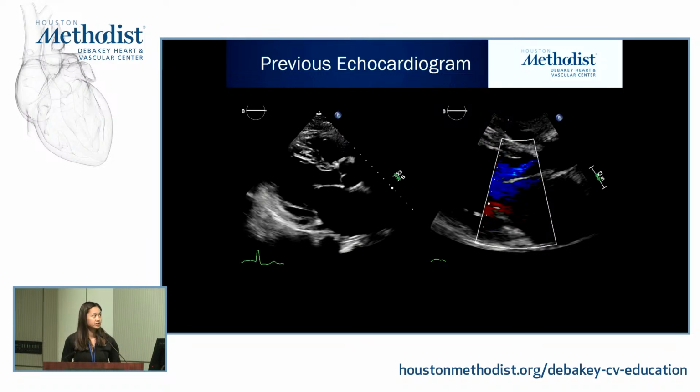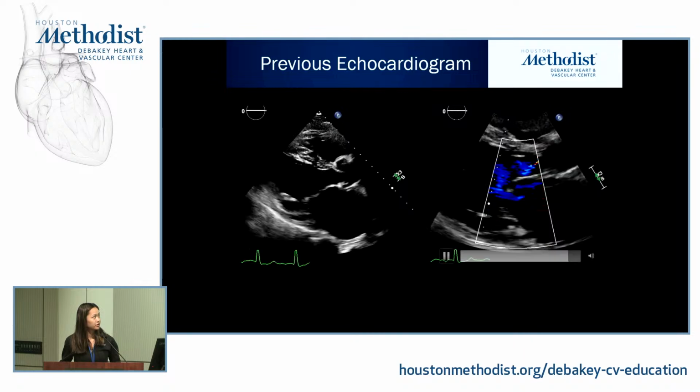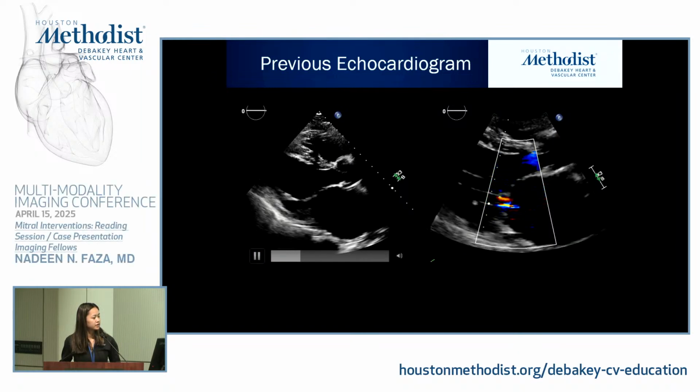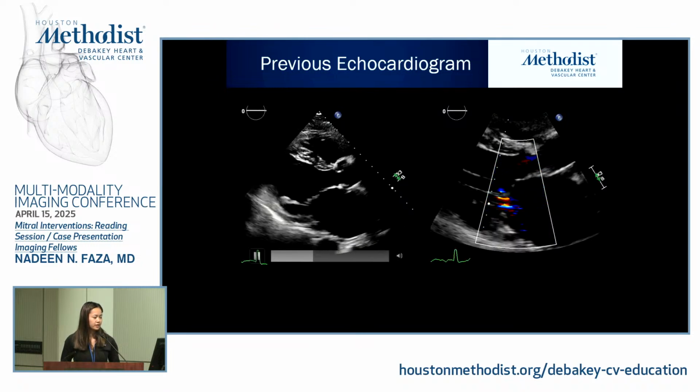During that hospitalization, he had a TTE done, and it showed a reduced ejection fraction. As you can see, the inferolateral wall here is a bit hypokinetic. With the color Doppler, it's very difficult to assess the degree of MR, but there is some degree of MR here.